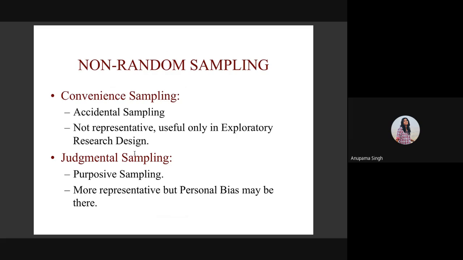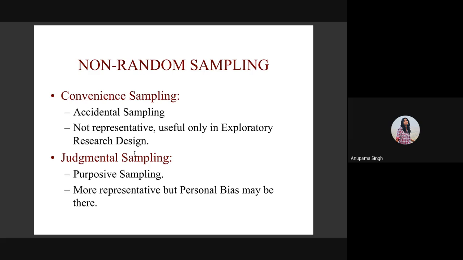Then we have non-random sampling. Now, non-random samplings are good, easy. But obviously, it depends on the judgment call of the researcher. That is very important. So first is convenience sampling that we are going to talk about. So convenience sampling, also called accidental sampling, also called non-representative, useful only in exploratory research design. We are being judgmental here.